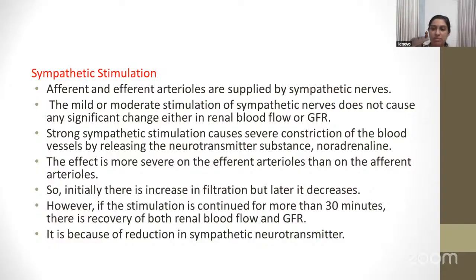Why does this happen? We know that after the release of this sympathetic neurotransmitter, the effect is fading due to the reuptake mechanism and the degradation of the neurotransmitters, and hence after 30 minutes GFR will be restored as well as the renal blood flow.